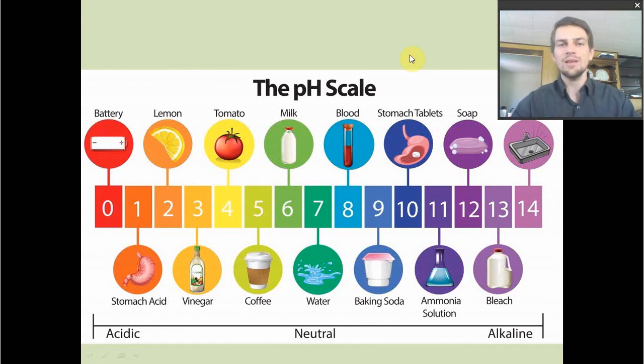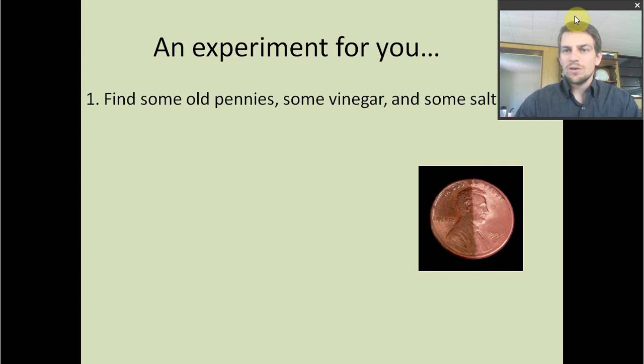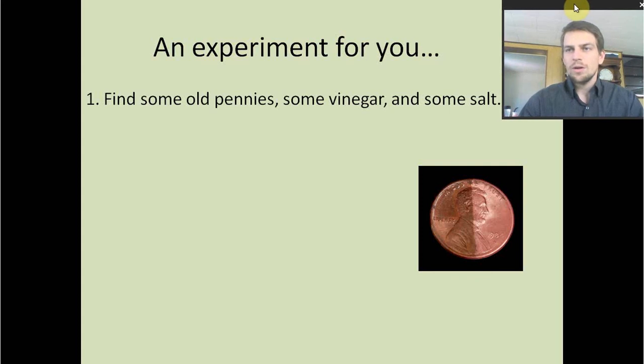But anyway, the thing I want to leave you with is an experiment that you can try at home using pennies. What you'll need for this experiment is to find some old pennies, some vinegar, and some salt, which are usually pretty common household materials that you can find around. Most of you probably have these things. If you don't have them, that's okay. Maybe you can even experiment to see if something else will work.